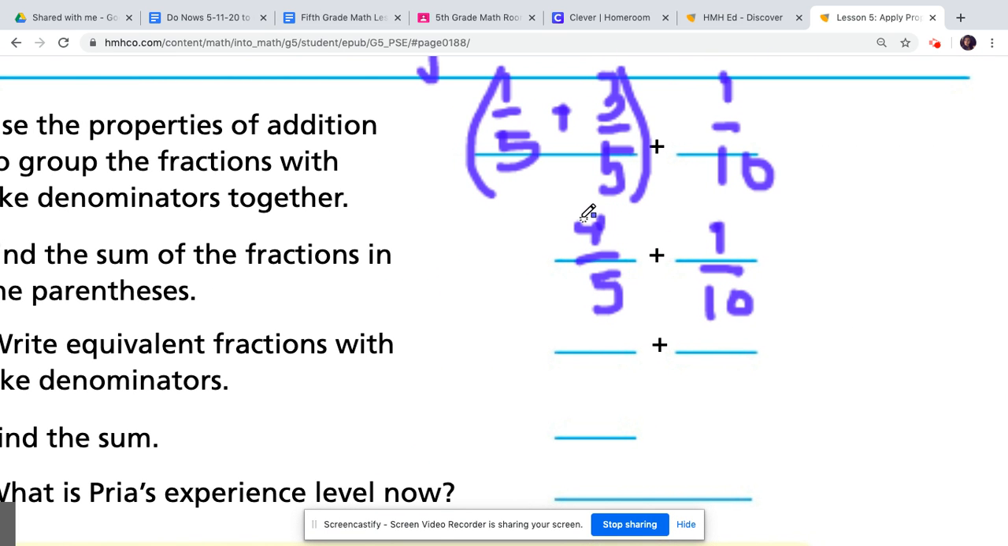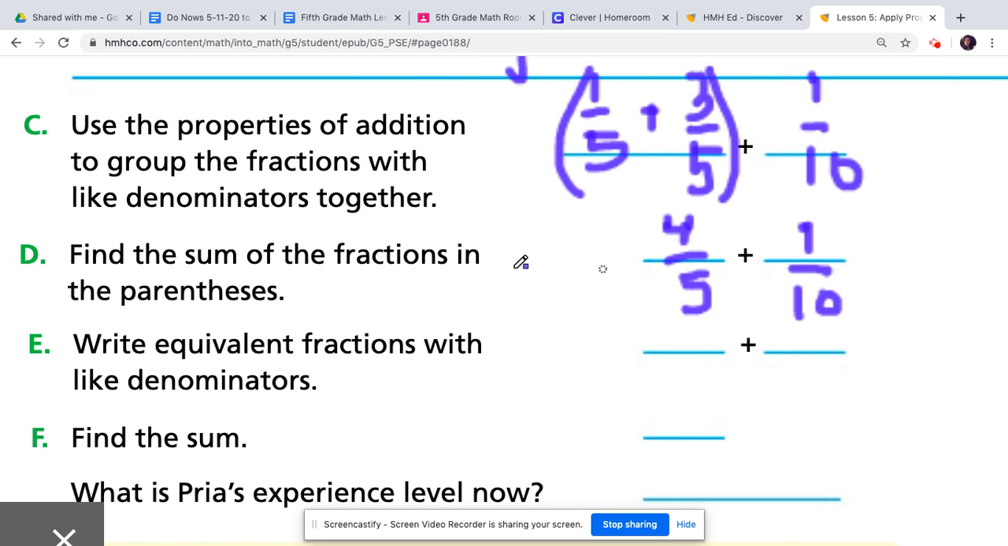So now for the next part, it says write equivalent fractions with like denominators. I can't make this 10 a 5 because the 1 stays a 1. I can't divide it by anything, but I can multiply this by 2. So I can have 8/10 plus 1/10, and that would give me 9/10.